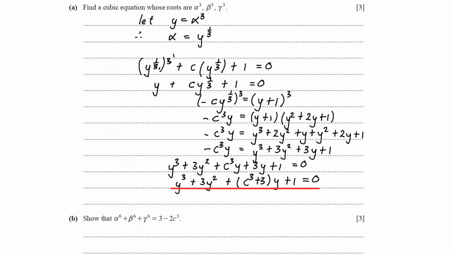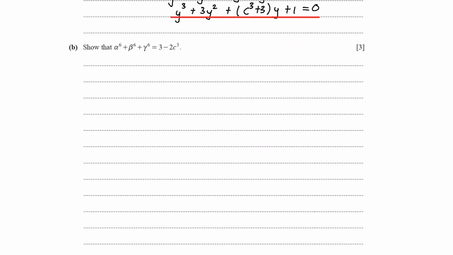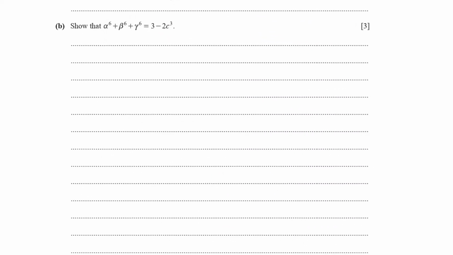Let's scroll down to part B. On part B, the question goes: show that alpha to the power 6 plus beta to the power 6 plus gamma to the power 6 is equal to 3 minus 2c cubed.